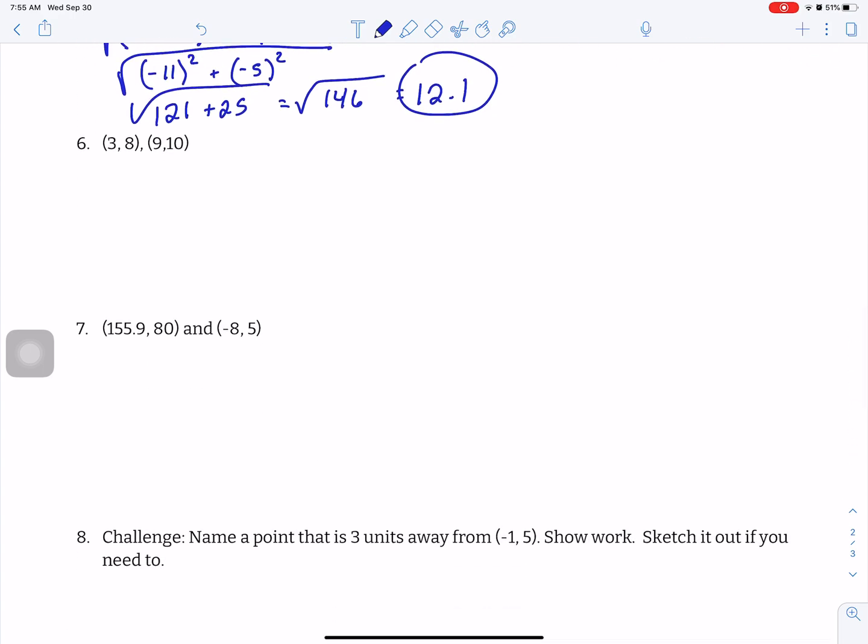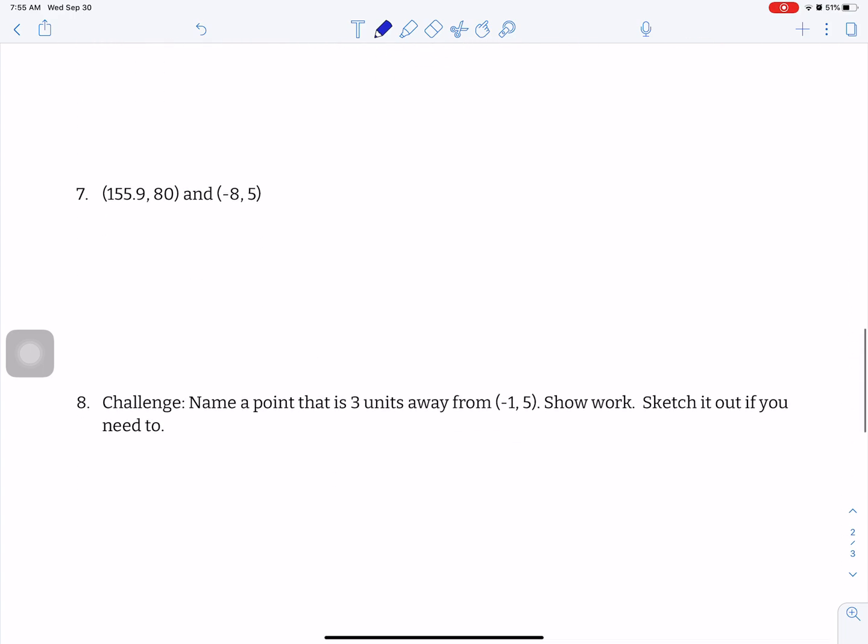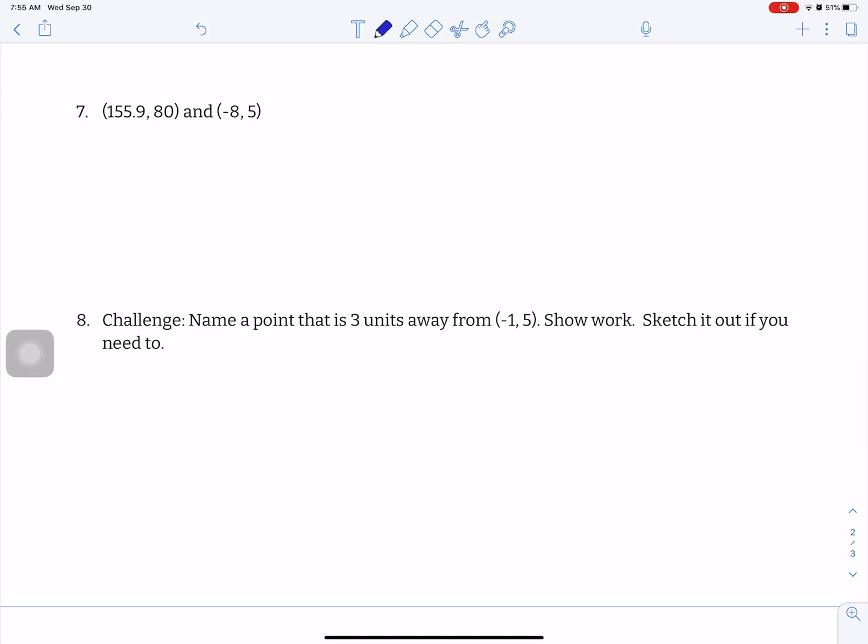So you just have a couple more of those to be working with, and then seeing if you can come up with some of those. There's a few different points that you could possibly come up with.